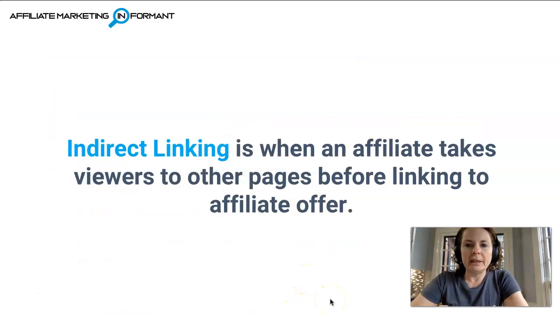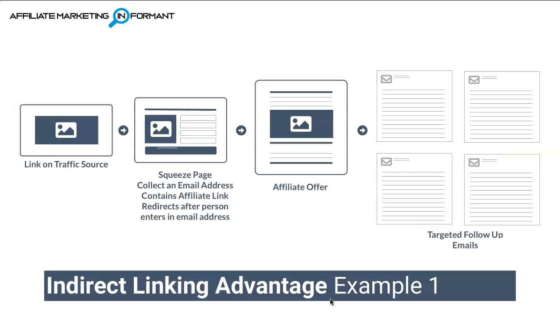So indirect linking is when you take your visitors to other pages before you send them to an affiliate offer. This is an example of what indirect linking looks like. You have the traffic source, then you send that traffic to a squeeze page, which is a very simple opt-in page. The sole purpose is to collect the email address. Once the person puts in their email address, they go to the affiliate offer. Your affiliate link is linked into this button, and once they submit, there's a redirect to your affiliate offer.